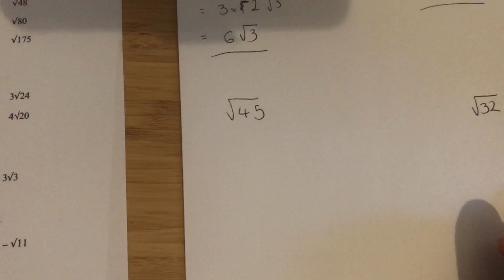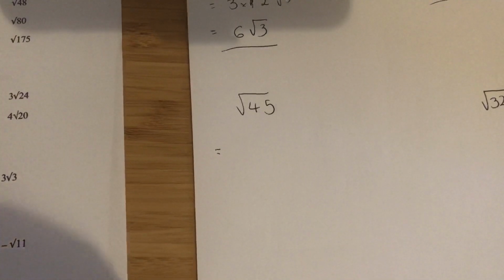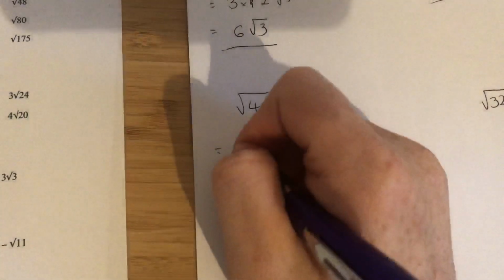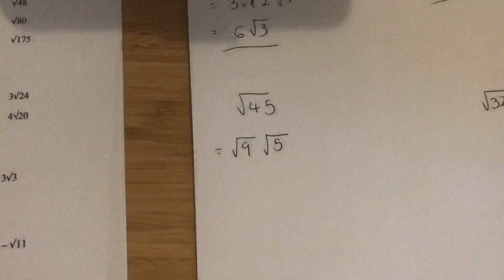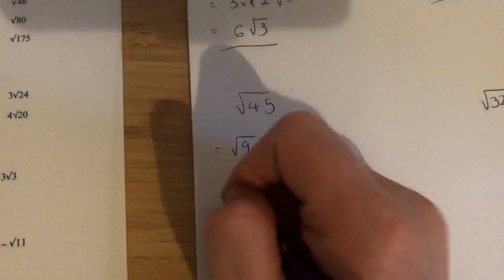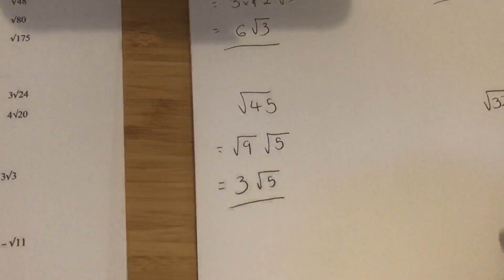I'm going to do two more. Square root of 45. So we've got 9 and 5. 9 times 5 is 45. So we can write square root of 9 times the square root of 5. We know that the square root of 9 is 3, so that becomes 3 root 5.